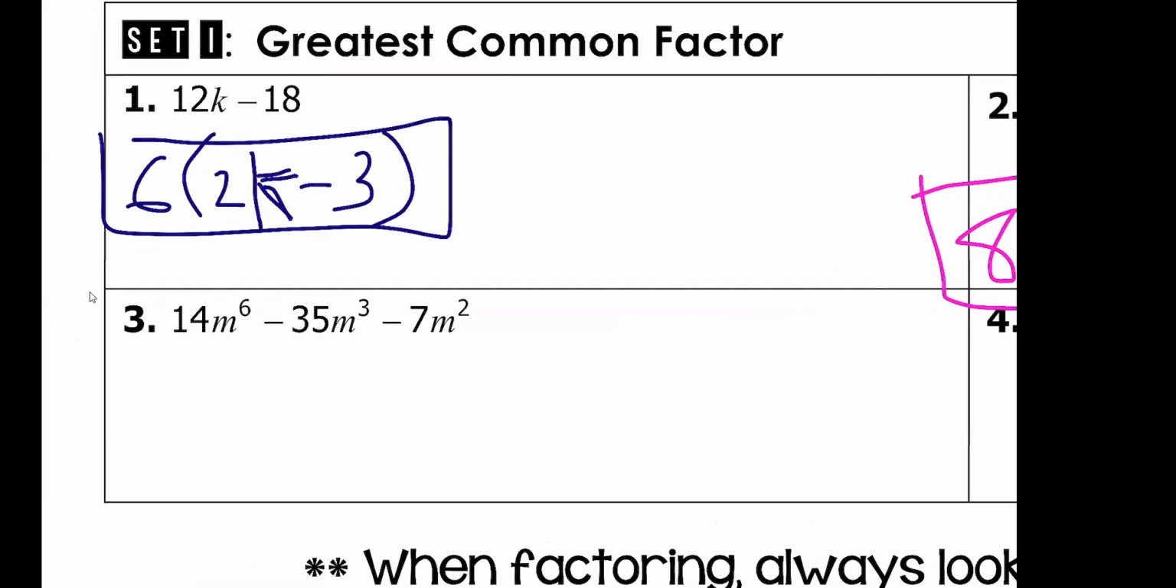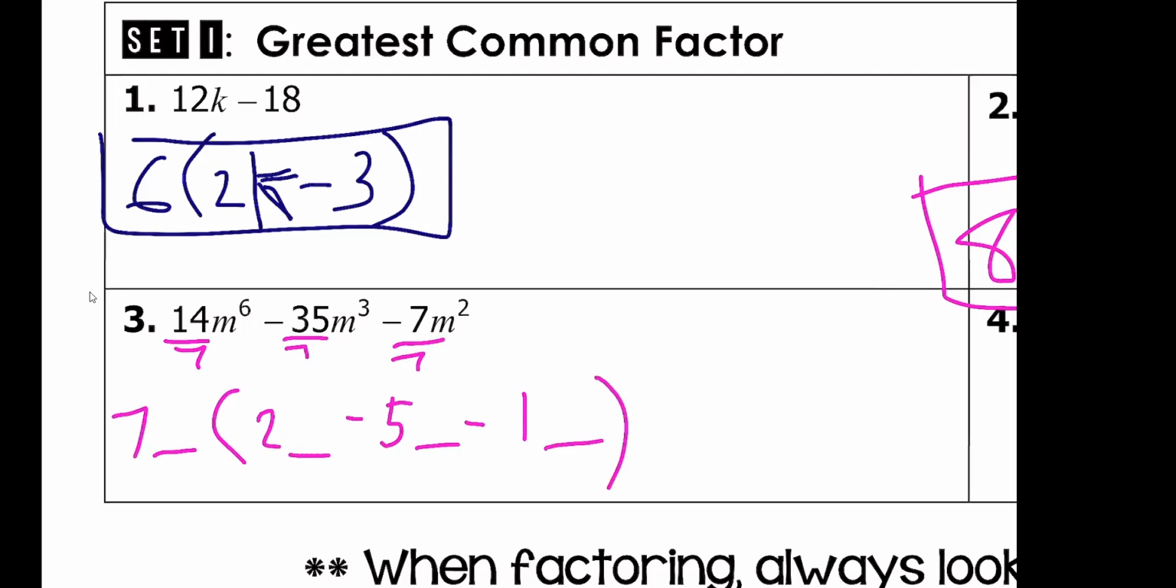So the first thing, the biggest number you can pull out of 14, 35, and 7 is 7. So I'm going to leave a little bit of space because we're going to pull out some more stuff. If I divide all these parts by 7, I'm going to have a 2. I'm going to leave a little bit of space for the m part. I'm going to have minus a 5. I'm going to leave a little bit of space for the m part. And then this would be a minus 1, and I'll leave a little bit of space for my m part. So that's how you do the constants, which most people I saw had this. But for our m's, if you think about it, this is 6 m's.